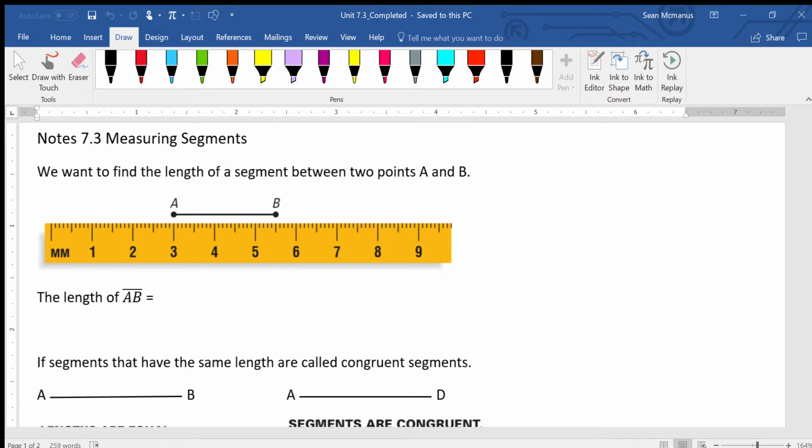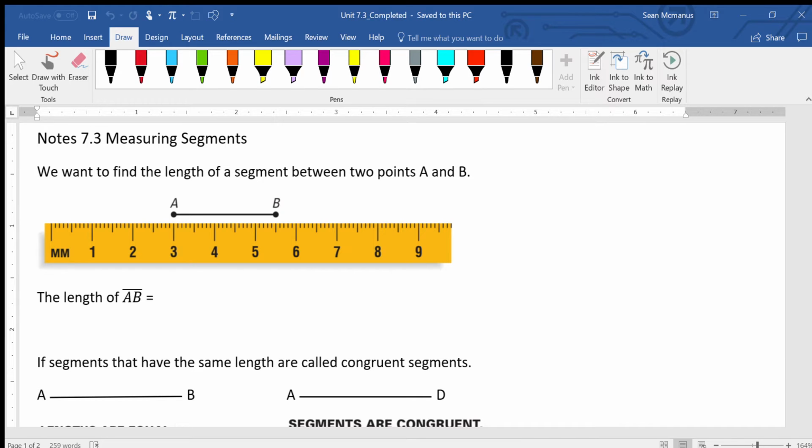So in the previous section, 7.2, we introduced the concept of points, lines, rays, planes, and line segments. And today we're going to look specifically at line segments and measuring line segments. Some will be along a number line, so pretty simple to solve, and others will introduce some algebraic expressions. So first, let's take a look at a real simple example and some notation.